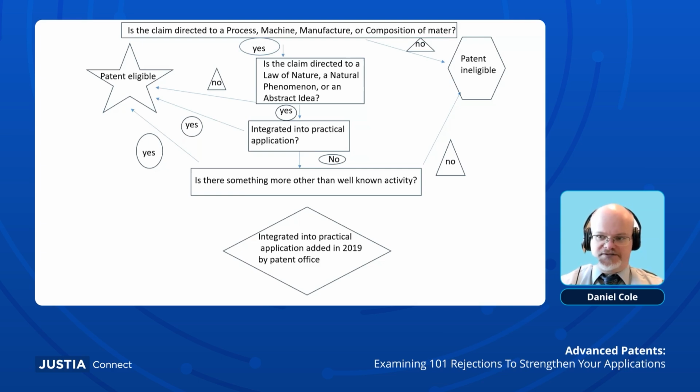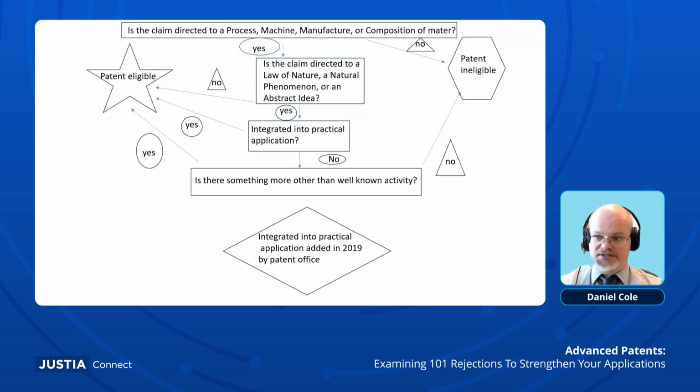This is not a step that was directly outlined by the Supreme Court or any other court. It's somewhat questionable how courts are going to react to the inclusion of this step by the Patent Office, which we're going to talk about in more detail later. I just want to tee that up now.